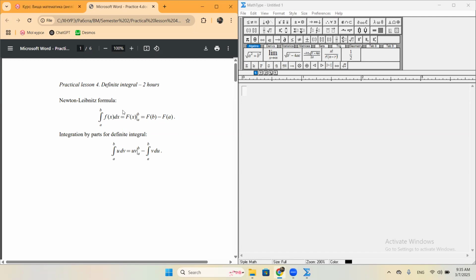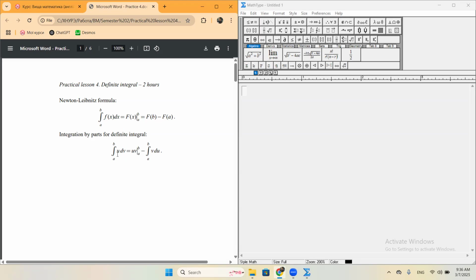The formula is the following. We calculate with the Newton-Leibniz formula. We first find the antiderivative, and such a record means with the substitutions from A to B. That means that we calculate F from B minus F from A. Now we don't add a constant because it is eliminated anyway, so it doesn't make sense.